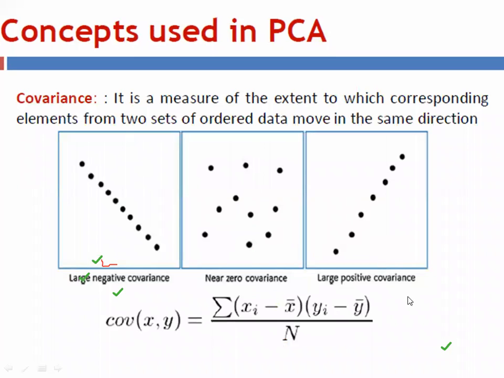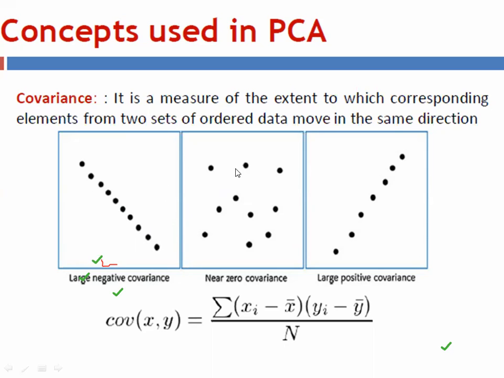Then next is covariance. Covariance is a measure of the extent to which corresponding elements from two sets of ordered data move in the same direction. So we have to consider here two sets of ordered data, and measure the extent to which corresponding elements move in the same direction.